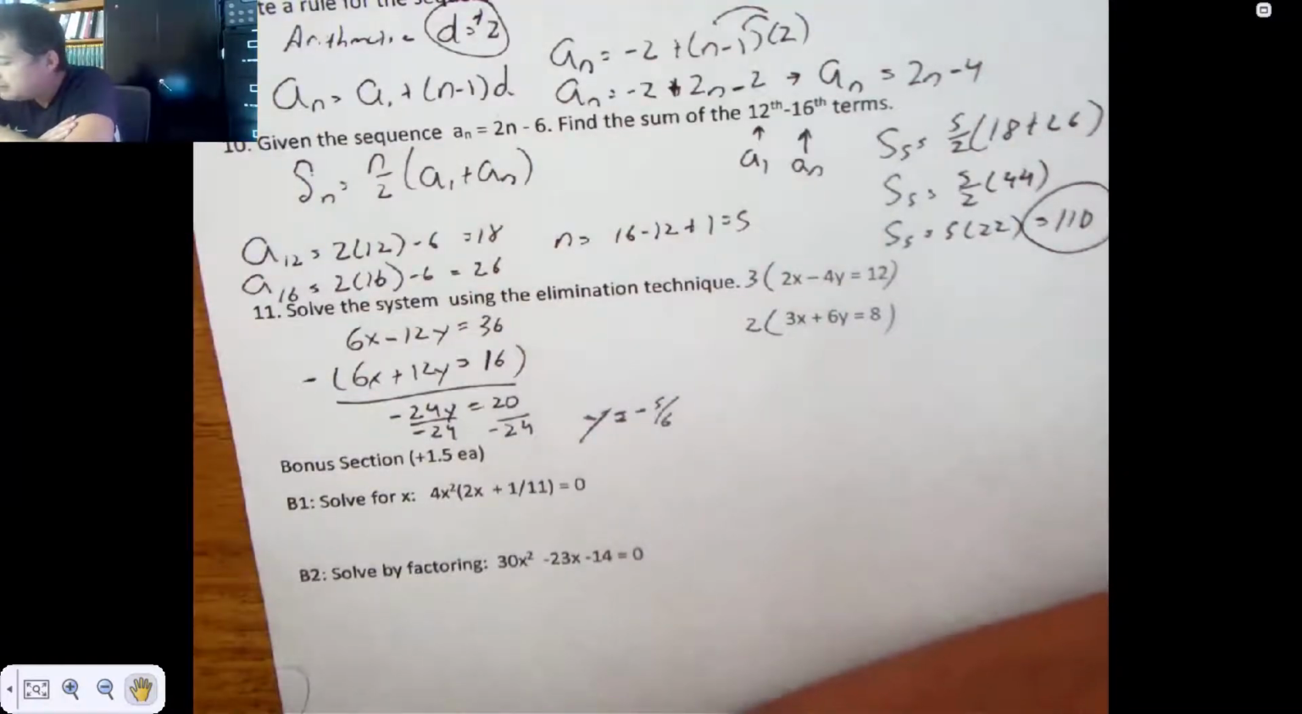I really didn't expect this thing to have fractions. I thought I remembered making it. But apparently I just wrote some crap down on a piece of paper. That's all I did. All right, so the y value is negative 5/6.